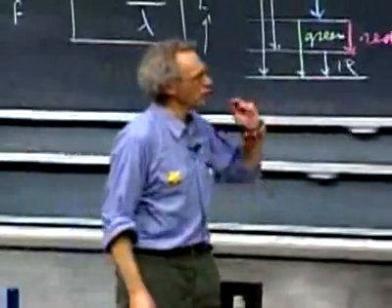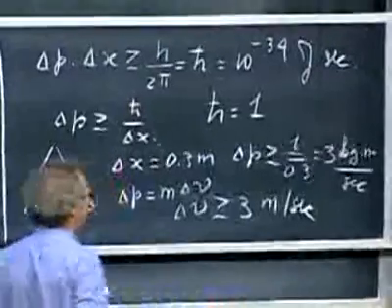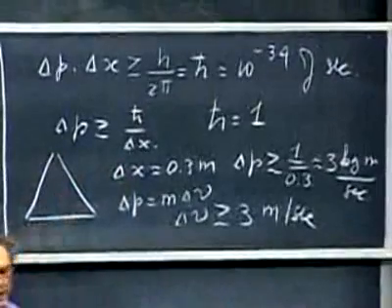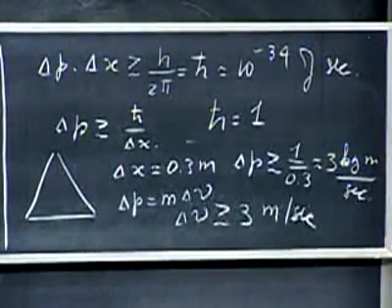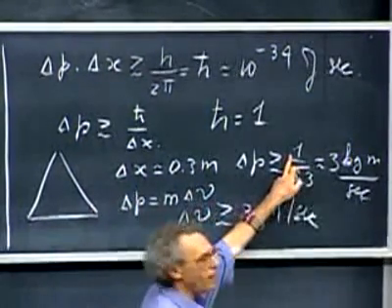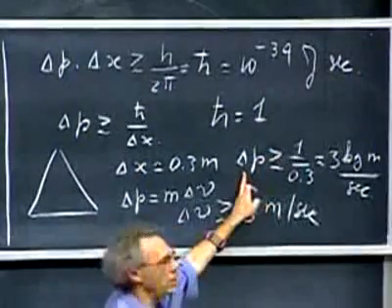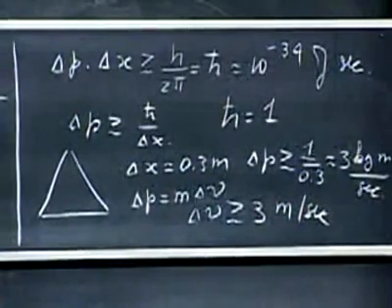So let's now return to the real world, where h bar is not 1, but where h bar is 10 to the minus 34. And let's now put a billiard ball inside this triangle. Now, delta x is the same, but since h bar is 10 to the minus 34, delta p is, of course, 10 to the 34 times smaller, and so the velocity is 10 to the 34 times smaller.